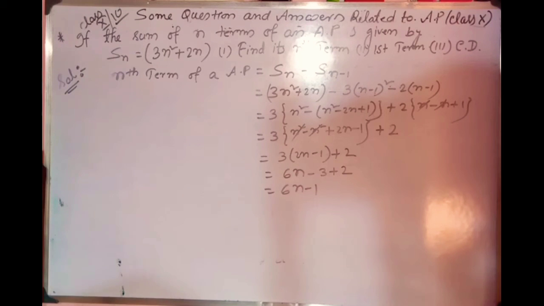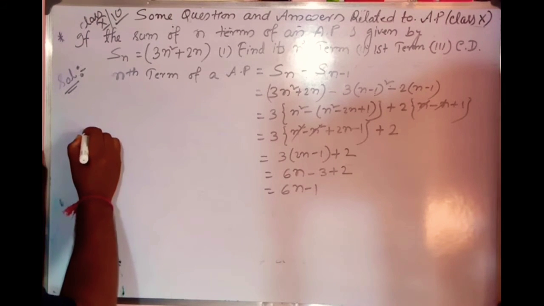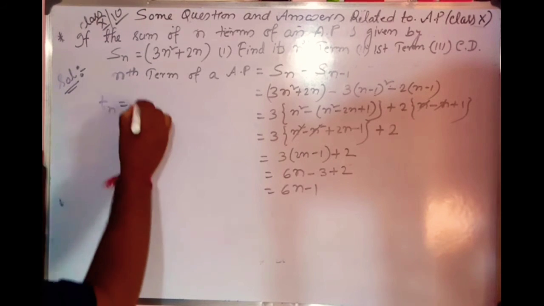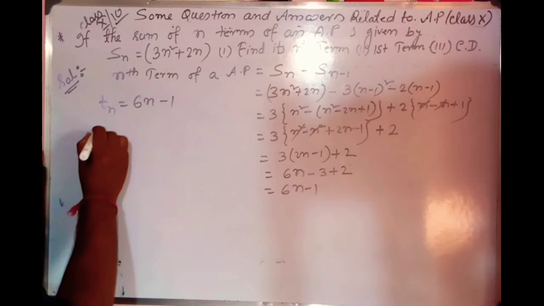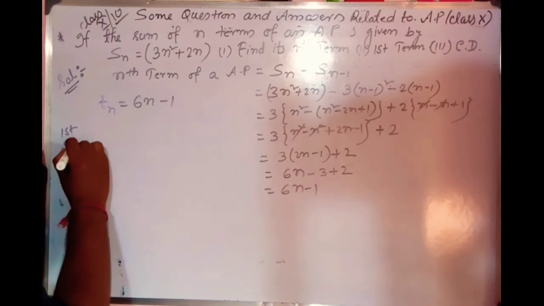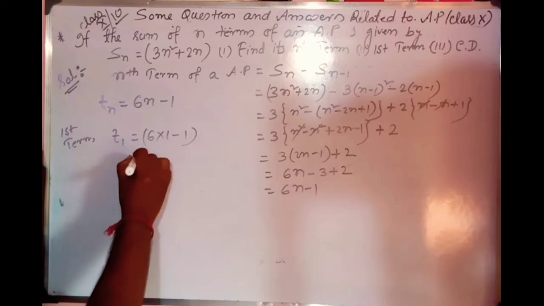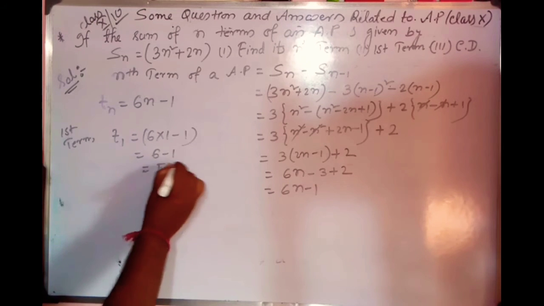Hope you are able to see the board. 6n minus 1. Next we have to find the first term. First term means nth term Tn equal to 6n minus 1. First term means T1, 6 into 1 minus 1, that's equal to 6 minus 1, that's equal to first term is 5.